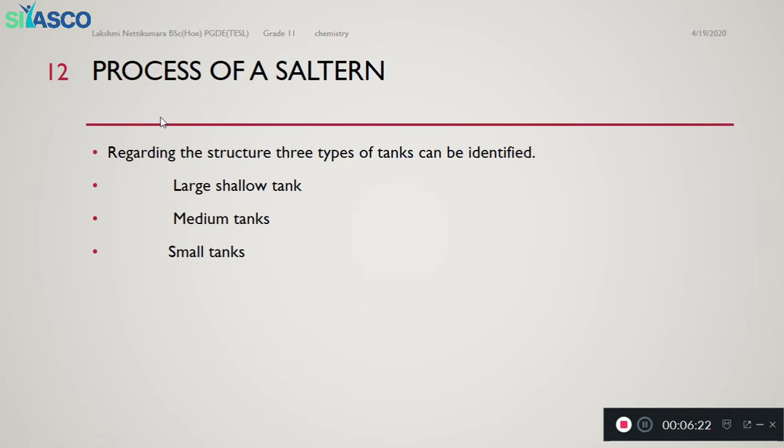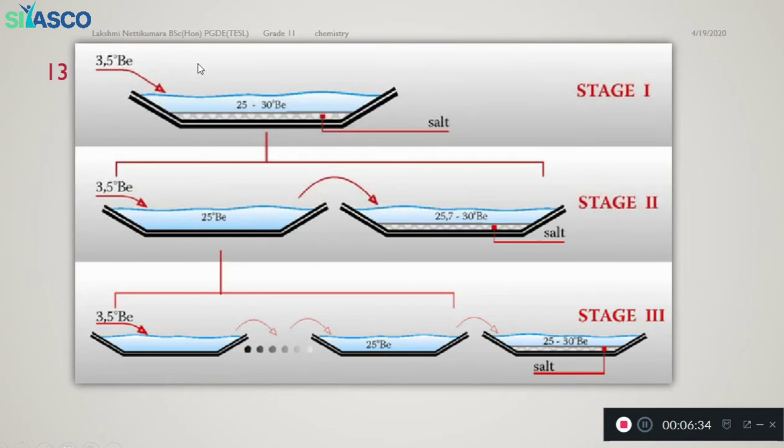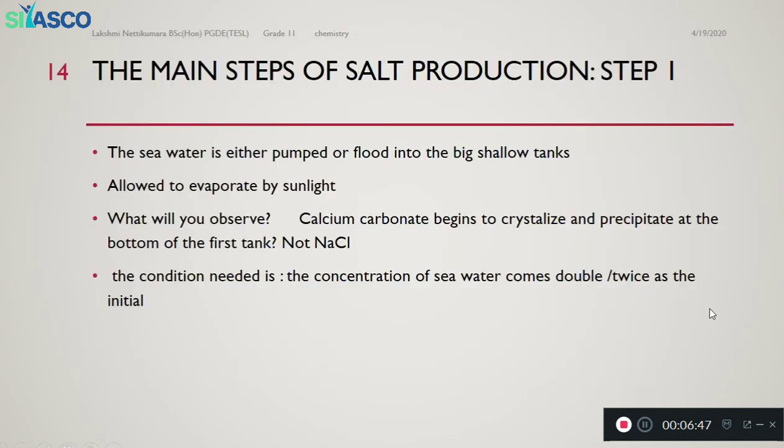If we consider the structure, there we can find three types of tanks in a salton. Large shallow tanks, then medium tanks and small tanks. To get an idea, I put a rough sketch of a diagram. Here, large tanks, then the medium-sized tanks and small tanks. Let's see how we can produce salt.